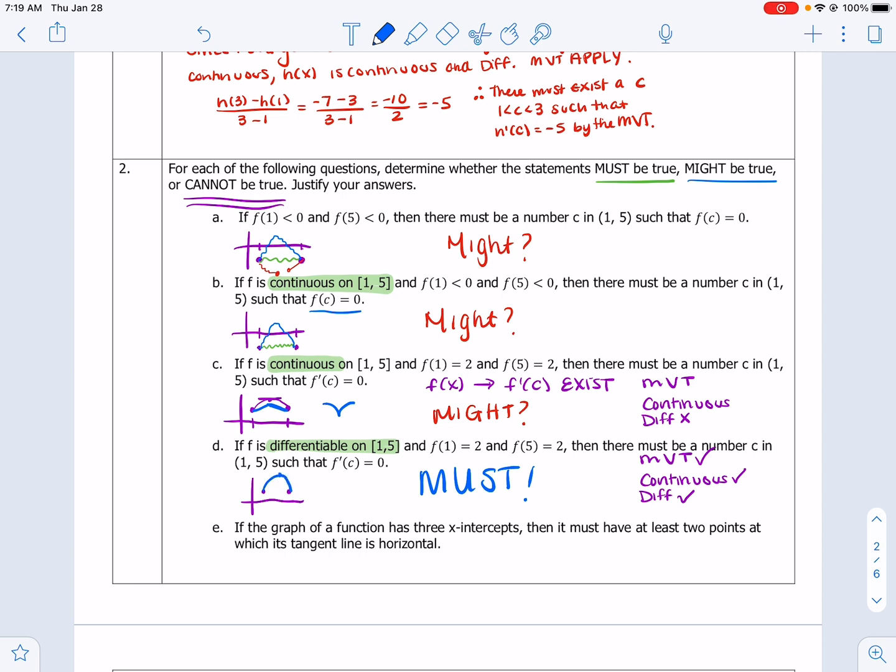That has to be nice and smooth, and there has to be a point where we reach a derivative equal to 0 or a maximum. Okay, so keep that in mind, guys, as you're going forward. Always read and check your conditions. Take a look at letter E.